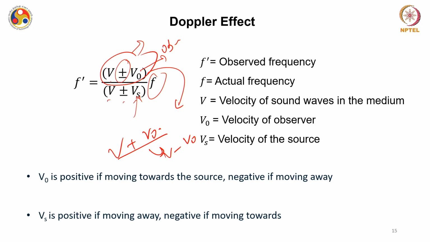Okay, and it is just opposite in case of the movement of source. So vs is positive if it is moving away and it is negative when it is moving towards. Please remember this: v naught is positive if moving towards the source, vs is positive if moving away from the observer. So this is a very important equation, and based on the movement of the source and observer, you can have multiple cases.